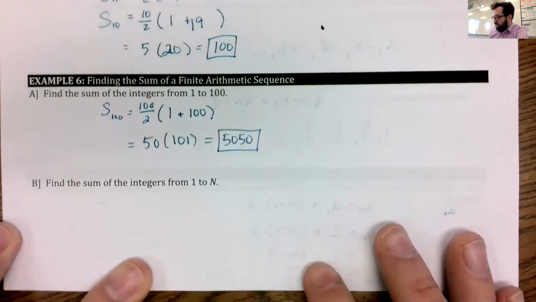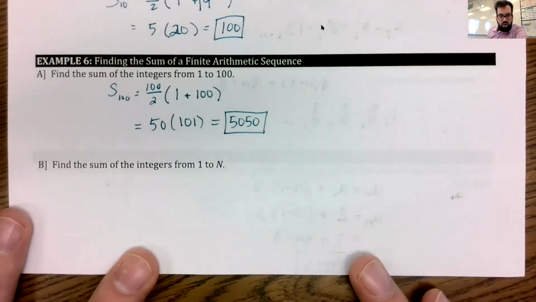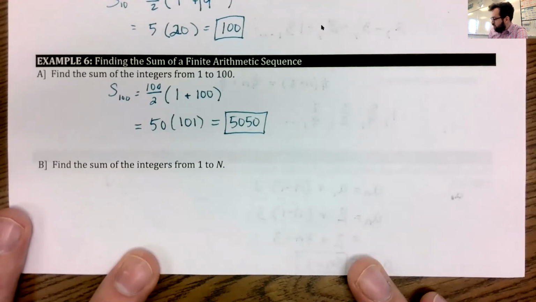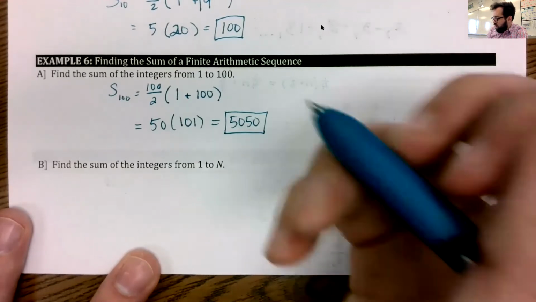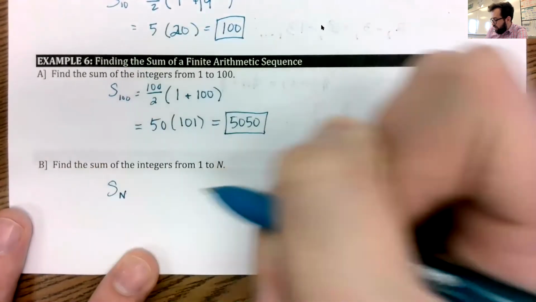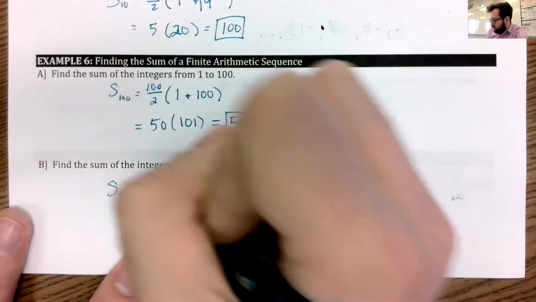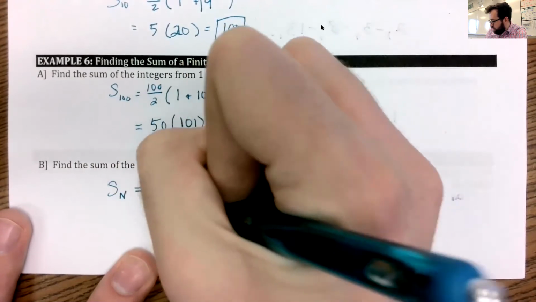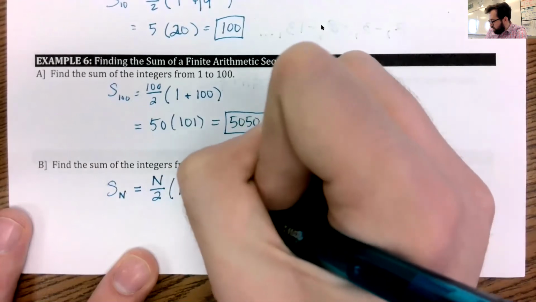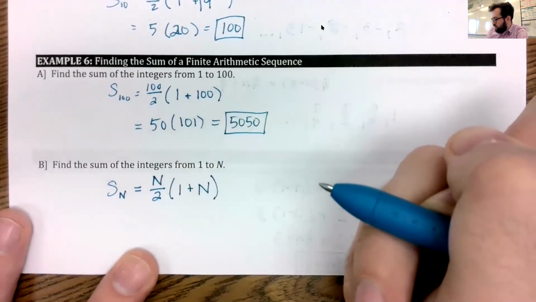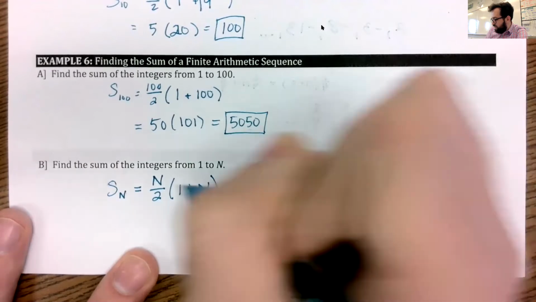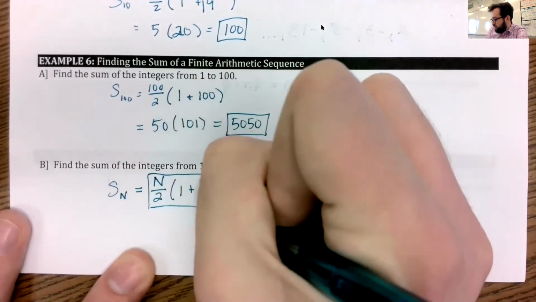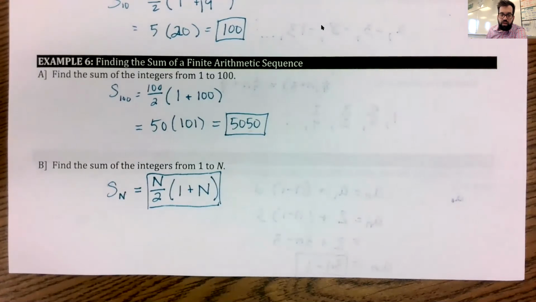All right, that's it. Letter B, find the sum of the integers from 1 to n. So this is going to give us just a general version of the formula. So we're going to be doing the sum of capital N terms. There are capital N terms over 2. The first term is 1, and the last term is N. And that's really all we know. We don't know what N is, so that's going to be our answer. So that's more of a theoretical application there. All right, let's keep going. A couple more questions to get through.